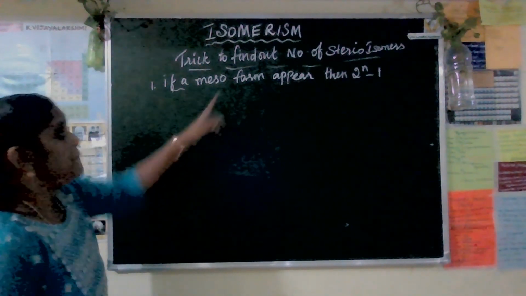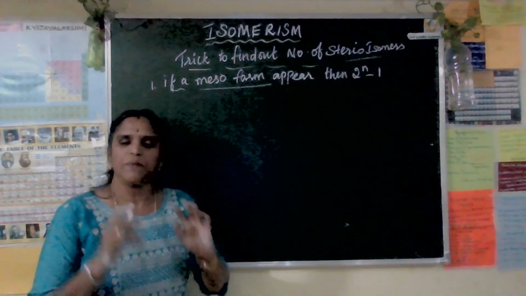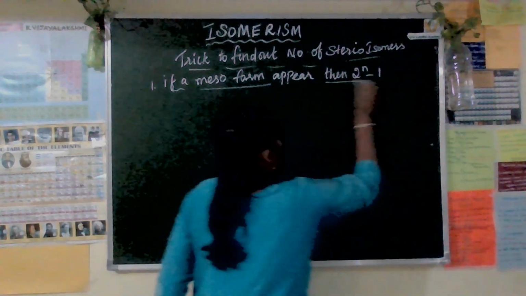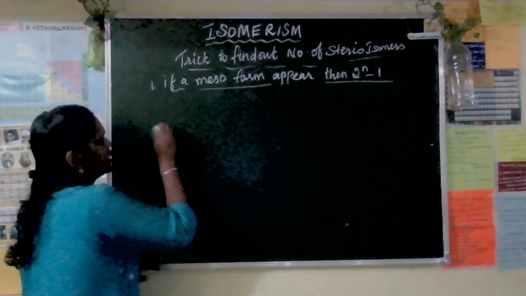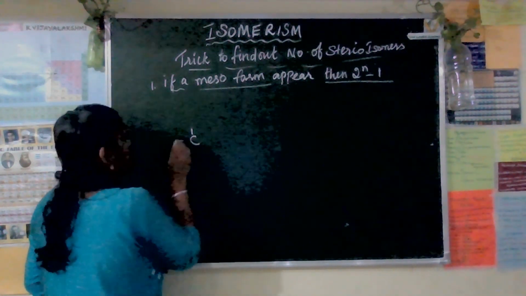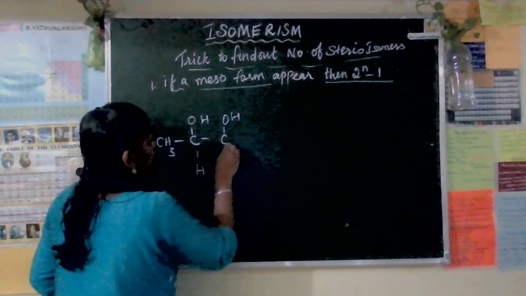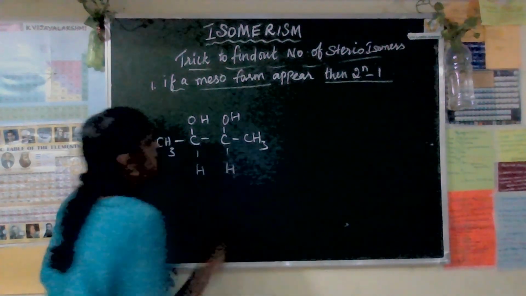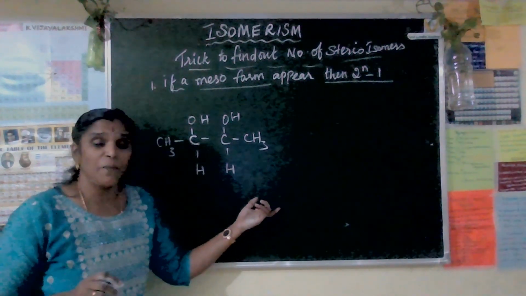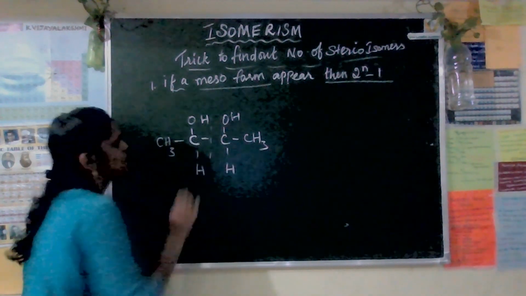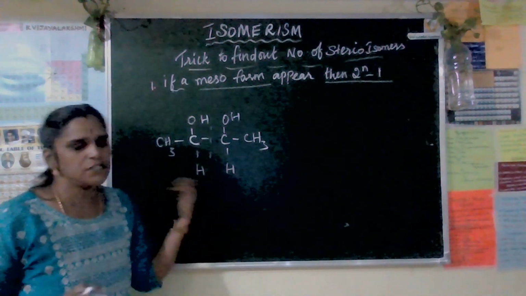Next, one more. If a meso form compound appears, meso means it will be the same, as I already mentioned. Now, what formula can you use? 2 to the power of n minus 1, where n is the number of chiral carbons. Now I'll give one example so you will come to know. Here, carbon connected with CH3, here OH, here H, the same way here OH, here H, here CH3. Now in this, how many chirals are available? What do you mean by a meso compound? Same kind of two halves. Please remember, identical two halves is what a meso compound is.